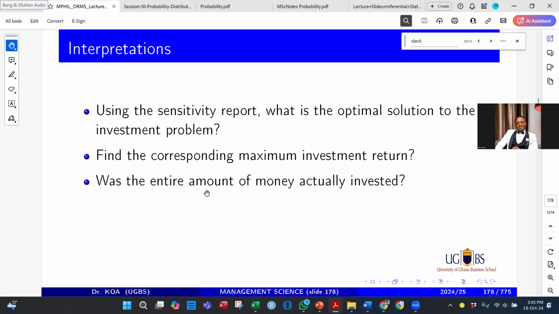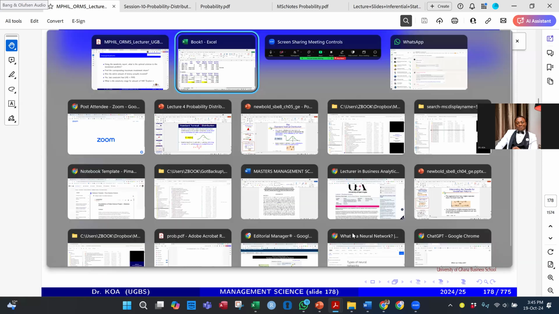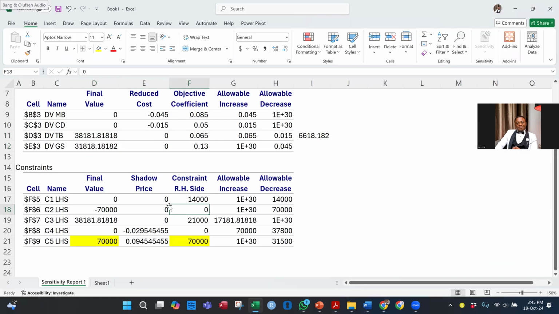Let's go to the next question. I've said that this one I've given the answer here. The last constraint, the left-hand side and the right-hand side are the same. What is the sensitivity range for municipal bonds? Let's go to municipal bonds. What is the sensitivity range for municipal bonds? Let's take the municipal bond in the variable cells. This one here. What is the sensitivity range for municipal bonds?